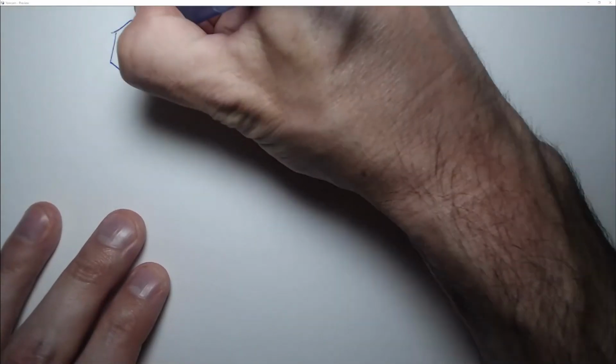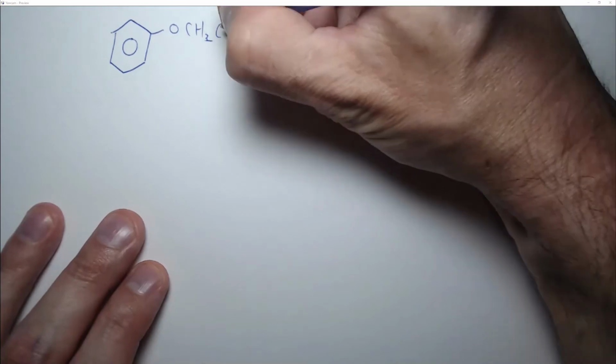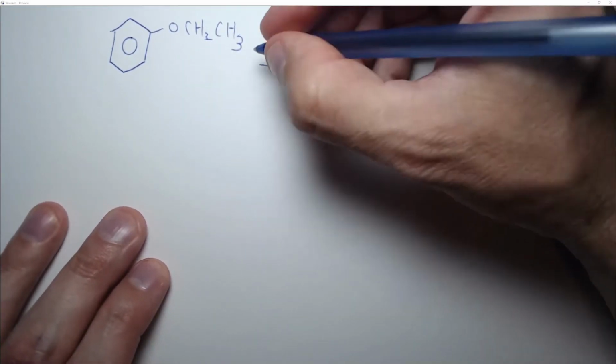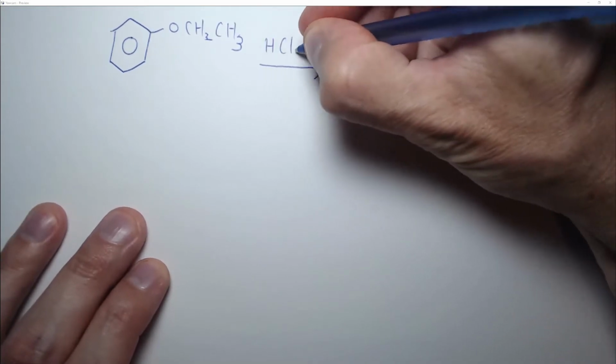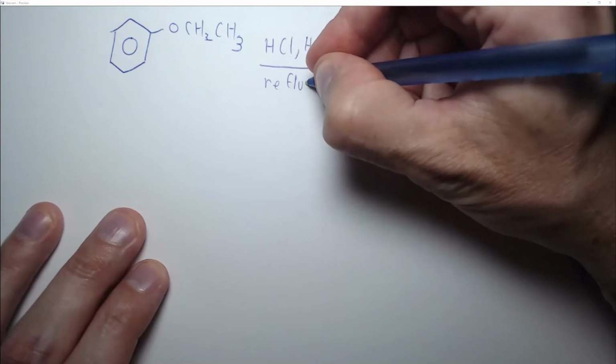In this section, we're going to look at the reactions of ethers, kind of the opposite of the Williamson ether synthesis. We're going to look at destroying ethers. So here we have the product that we made before, the ethoxybenzene. But instead of making it, we're actually going to destroy it. So we have HCl, H2O, and we reflux.